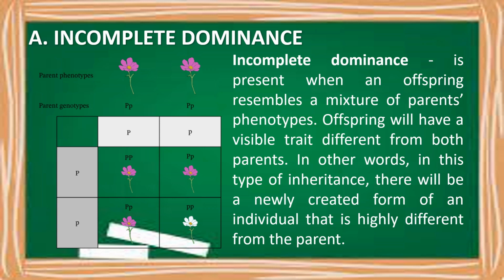So, for example, in incomplete dominance, let's assume that in pea plants, the allele that gives the flowers a purple color can be represented by capital P, and the allele for white flowers can be represented by small p. So, for purple flower, capital P, and for white flowers, small p.